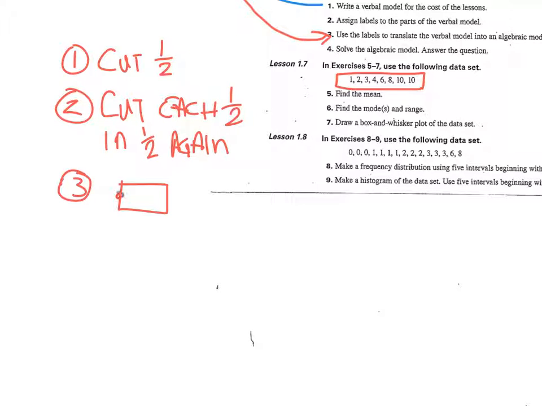Because the half of each half is here, the half in the middle you first found is here, and then the whiskers are off to the side. Okay, if you need some help, let me know.